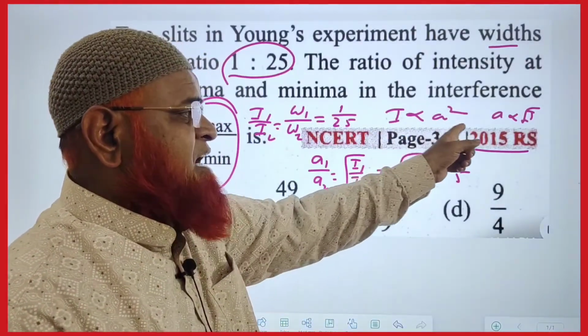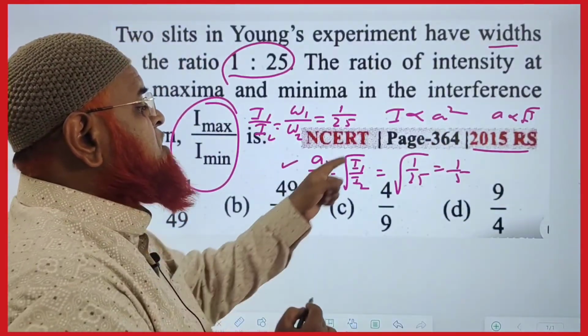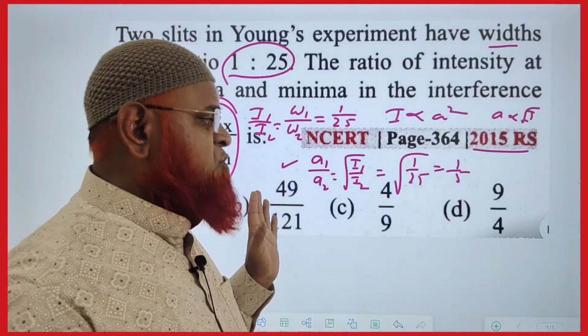But I is directly proportional to A square, so A is directly proportional to root I. If you want to find the amplitude, you have to take the square root of the intensities. That is, the square root of 1 by 25 gives you 1 by 5.